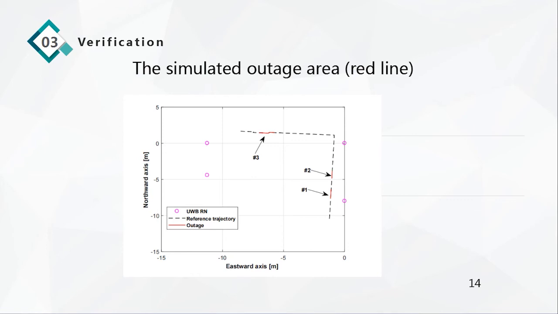In this test, we have created three simulated outage errors. Here, each simulated outage error includes about 50 sample numbers. In this simulated outage error, at least one UWB measurement will be said to be no more updated. If the UWB measurement is unavailable, its logical value is 1. Otherwise, its value is 0.